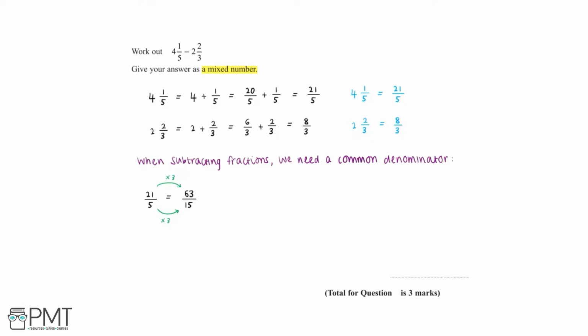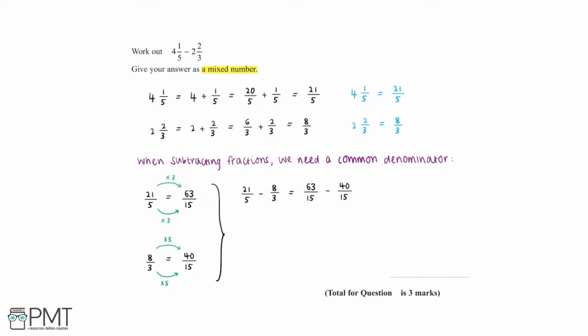Now we can do the same thing for 8/3. We want this fraction to have a denominator of 15, and so we can multiply both the numerator and the denominator by 5. 8 multiplied by 5 is equal to 40, and 3 multiplied by 5 is 15. And so 8/3 is equivalent to 40/15. And so to work out 4 1/5 take away 2 2/3, well, we know that 4 1/5 is equivalent to 63/15, and 2 2/3 is equivalent to 40/15. And so we'd need to find 63/15 take away 40/15.